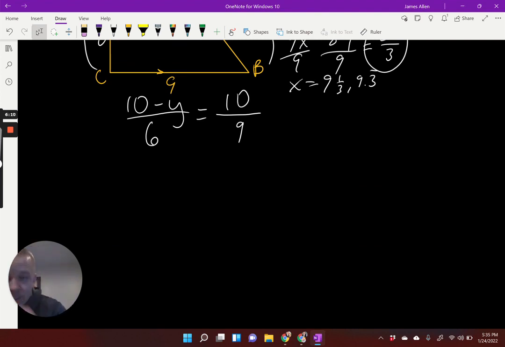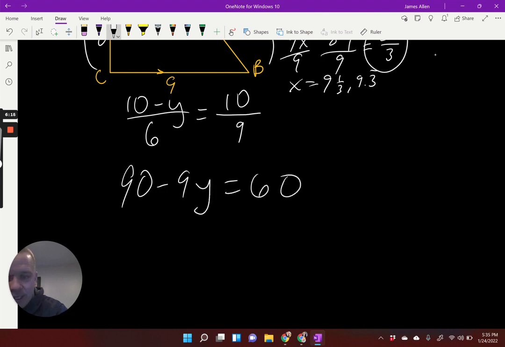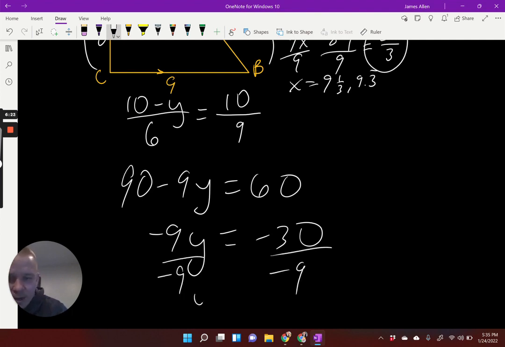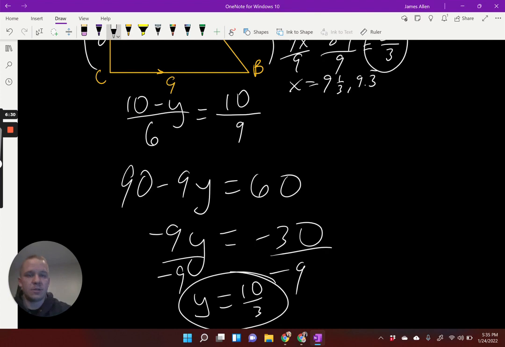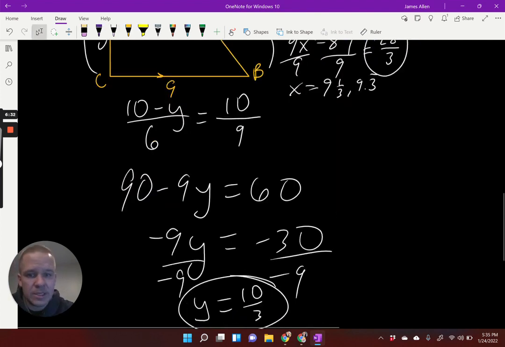So no simplifications here, but I'll have 90 minus 9y equals 60. So negative 9y equals negative 30. And then we're going to go ahead and divide by negative 9. And I'll get y equals, they're both divisible by 3, so it'll be 10 over 3, so 10 thirds. Boom. So that would be my DC.